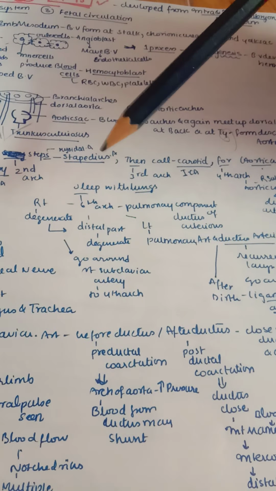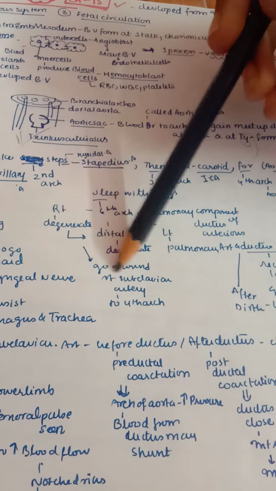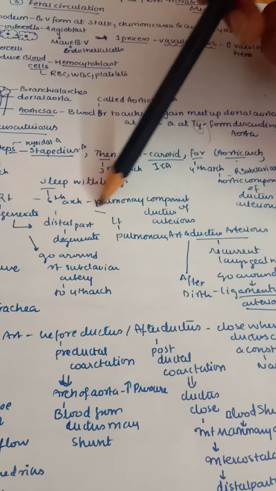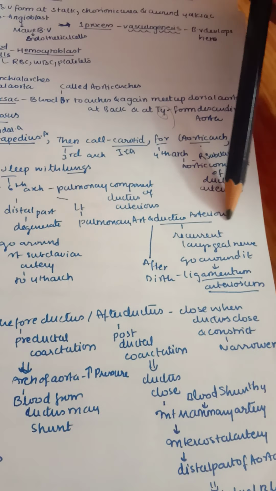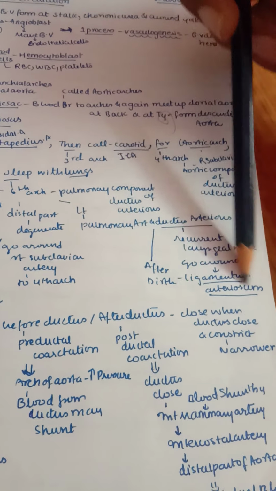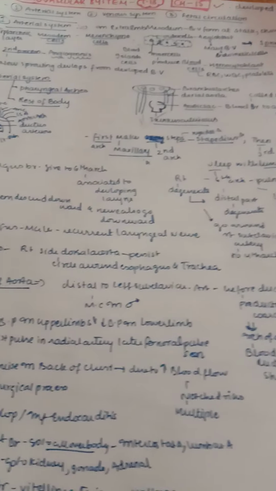The fifth arch, we know, degenerates, and the sixth arch is mainly for the pulmonary components of the ductus arteriosus. The sixth arch is also divided into right and left parts. The right degenerates, and its distal part also degenerates, going around the right subclavian artery to the fourth arch, and the left sixth arch mainly forms the pulmonary artery and also the ductus arteriosus. After birth, we know the ductus arteriosus is converted into the ligamentum arteriosum. The ductus arteriosus is related to the recurrent laryngeal nerve. It goes around this and later forms the ligamentum arteriosum.